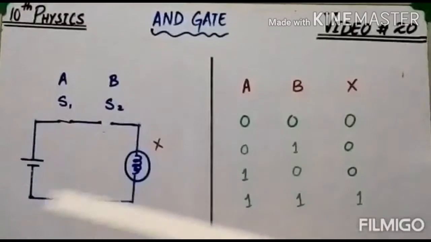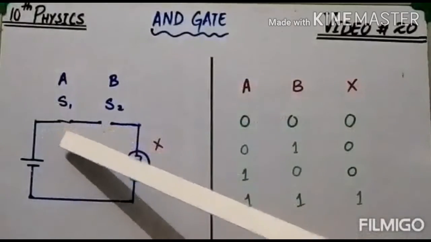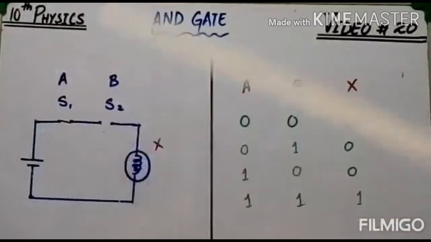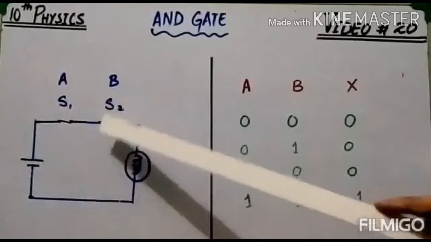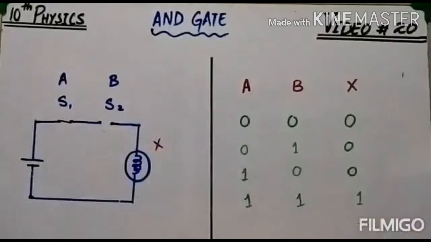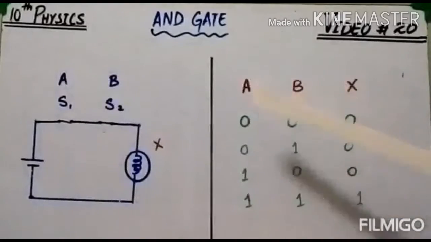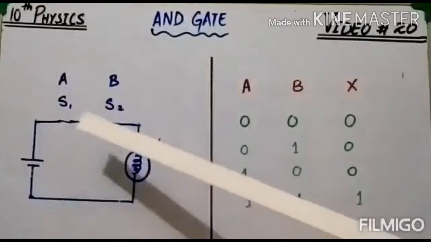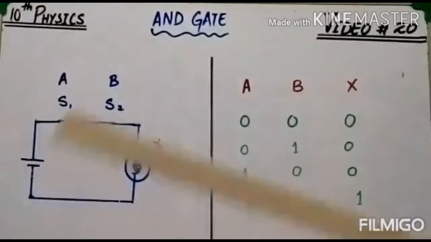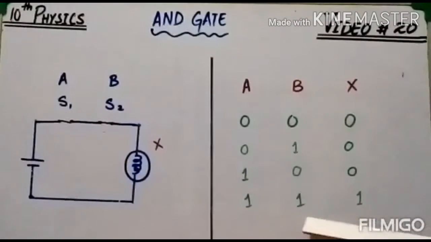This is situation number 3. Here the switch S1 is closed or A is 1 and switch S2 is open or B is 0. Again the circuit will not be closed, there is a gap, so the bulb will not glow. For 1 0 the bulb will not glow. Now this is the last situation. Here both the switches S1 and S2 are closed, that is A is 1 and B is also 1. Here you can see. Now the circuit is complete and the bulb will be glowing in this case. So when A and B are 1, the output is also 1. And this is the practical circuit of AND gate.